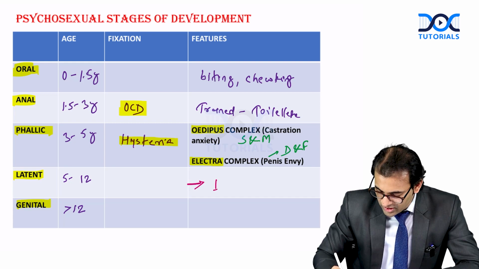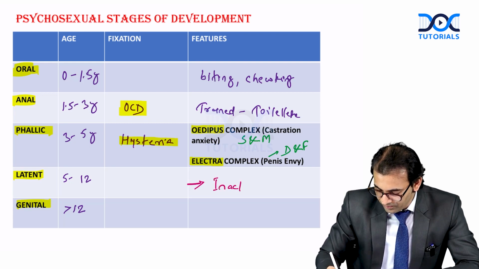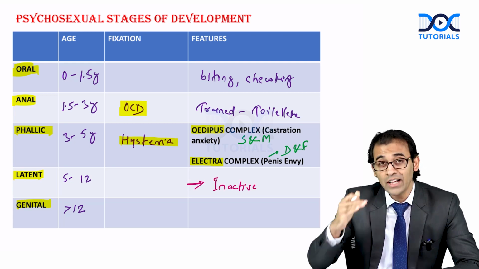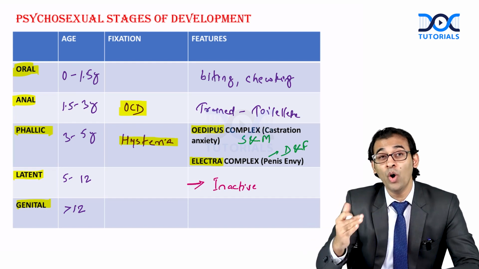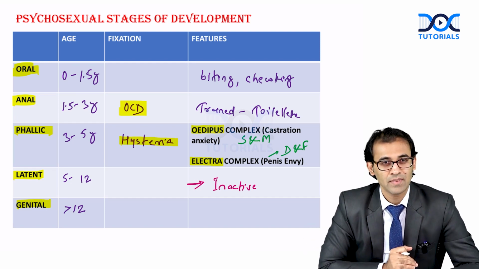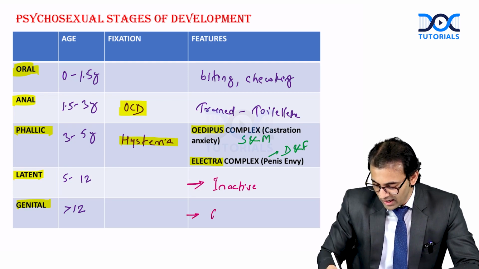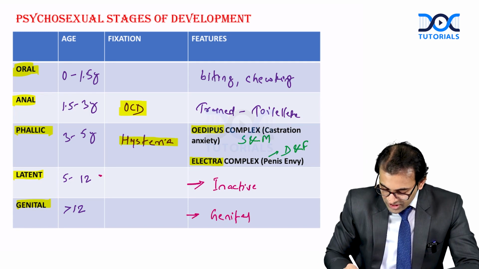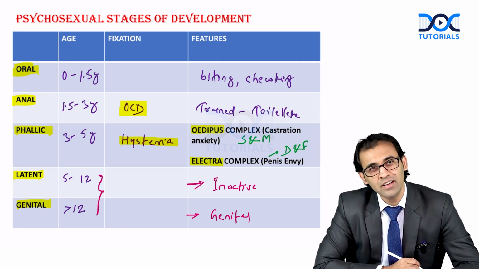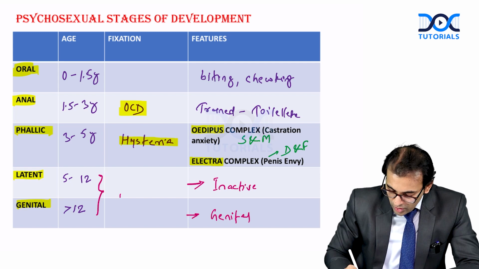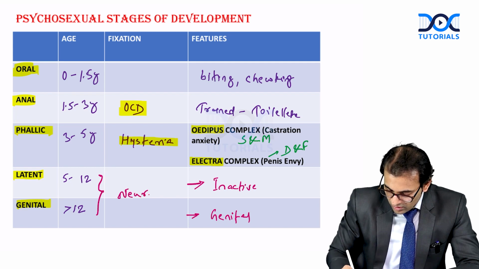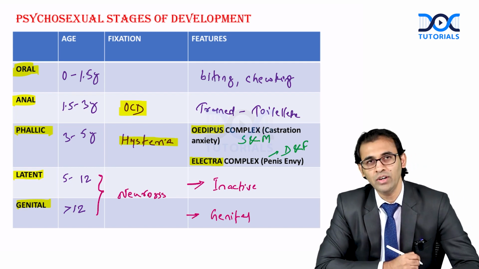And remember, when I talk about latent stage, during latent stage, a child is sexually inactive. A child will focus more on learning skills. After 12, main center of attraction will be genital part only. Remember, fixation at latent and genital stage can result into neurosis or any kind of neurotic illness.